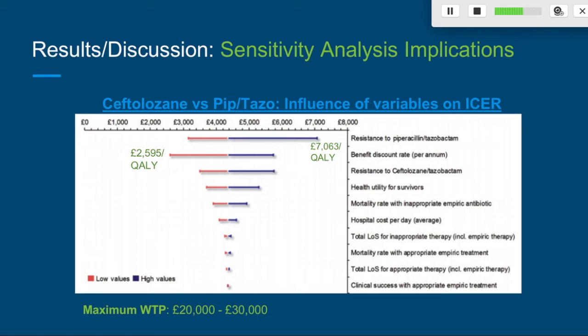To highlight a few, they looked at reasons that could affect the length of stay in the hospital, resistance rates to both antibiotics, the health utility scores for survivors, and these are all very clinically relevant variables. The most influential variable was at the top of the tornado chart with the range listed out there in green. However, both of the costs, the $2,595 and the $7,063, are below the maximum willingness to pay threshold per NICE guidelines, which is $20,000 to $30,000.